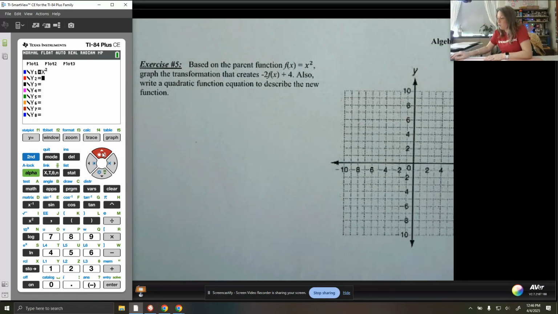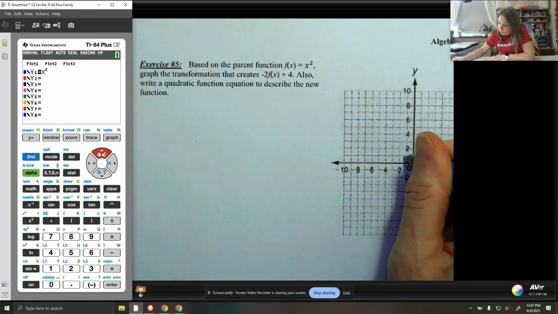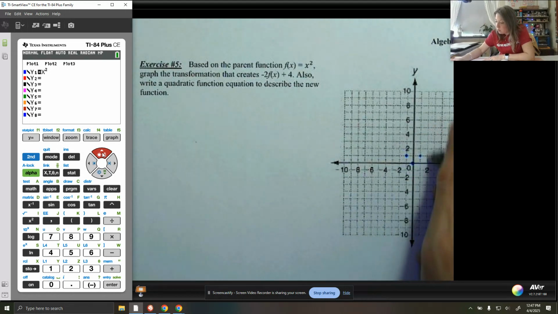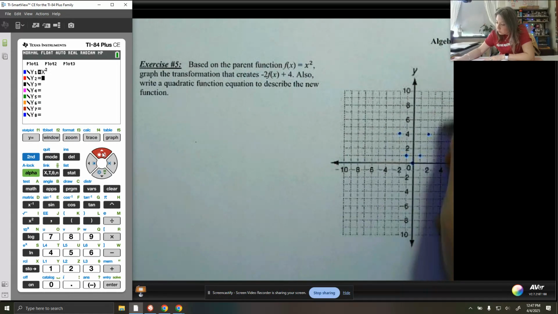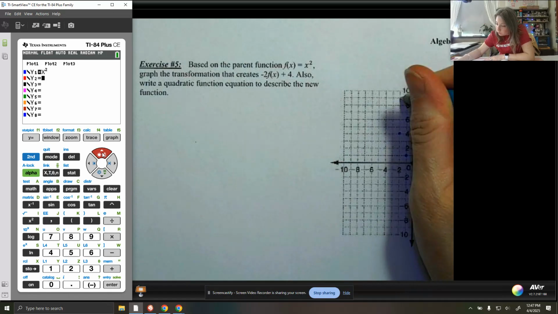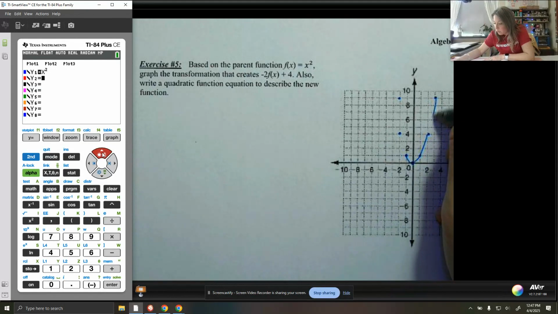So let's think about what those two changes that we are making actually make on our x squared, right? And because it wants us to write the quadratic equation to describe the new function, what we can do is think about graphing the changes. So if your original function was still right here, 0, 0, 1, 1, and negative 1, 1, and 2, 4, and negative 2, 4, and 3, 9, and negative 3, 9. Okay, so if we want to think about those changes that are being made to our original parabola.